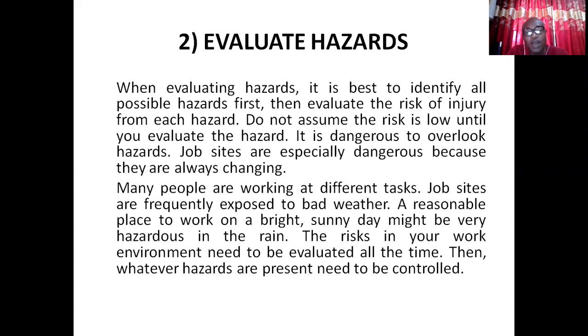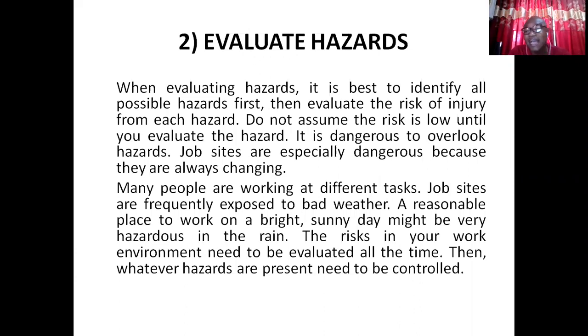You evaluate it. When evaluating a hazard, it is best to identify any possible hazard first, then evaluate the risk of injury from each of the hazards. We should not assume that the risk is low until when we do what? When we evaluate it. Never assume that the risk is low until we evaluate it. It is dangerous to overlook a hazard. Don't ever overlook any hazard, whether small, whether few, or anything. We should not overlook any hazard.